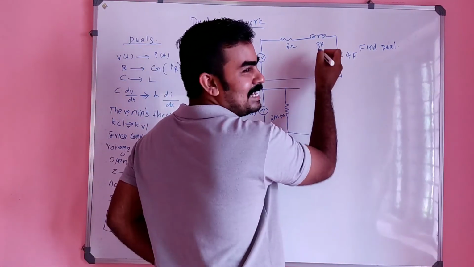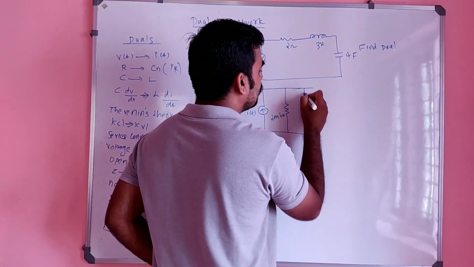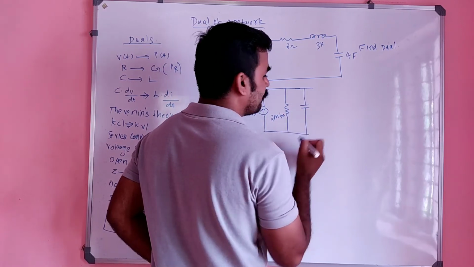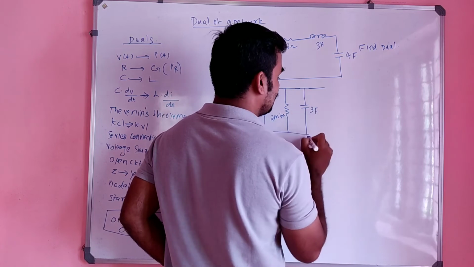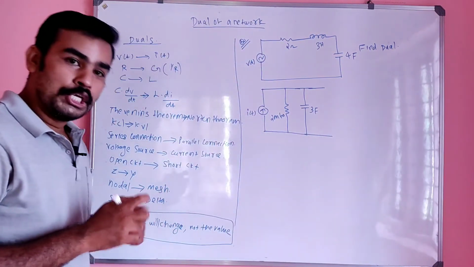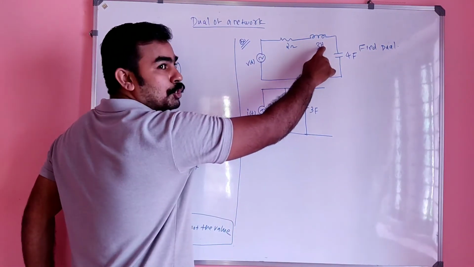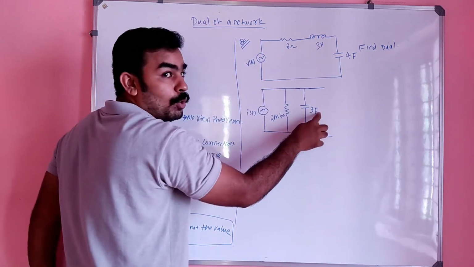So that also in series, no? So that will be converted into what? Capacitance. And the value will be 3 farad. That means you can change the unit. Unit is Henry. Henry to farad only.